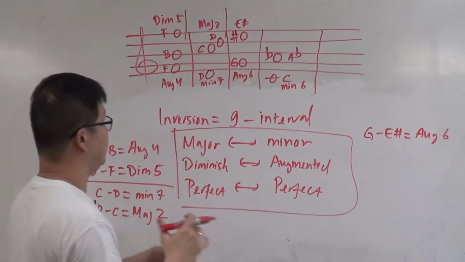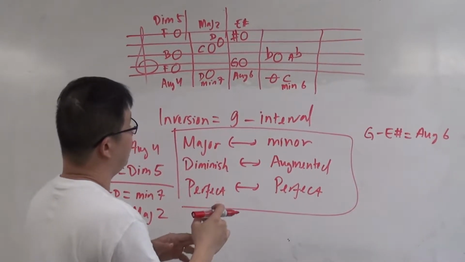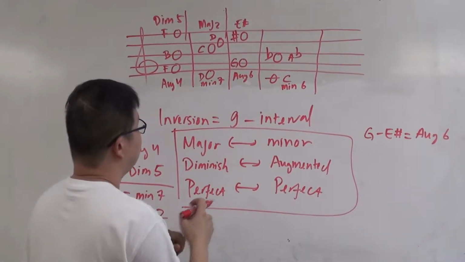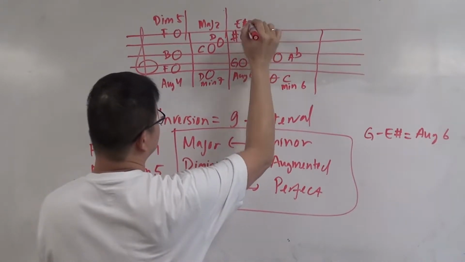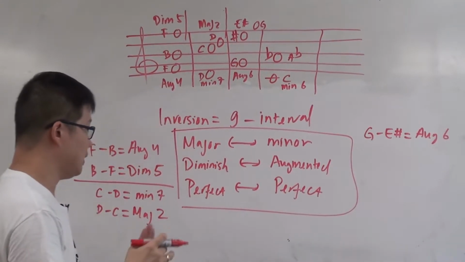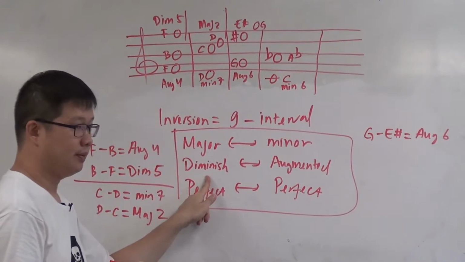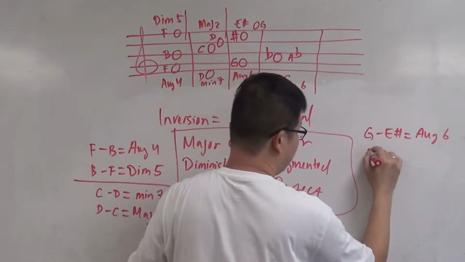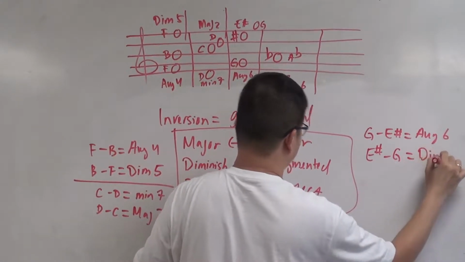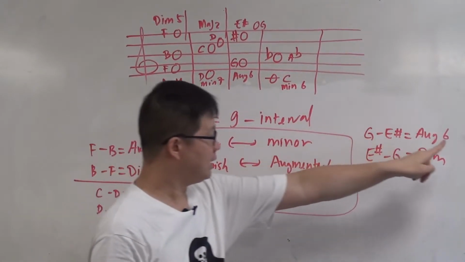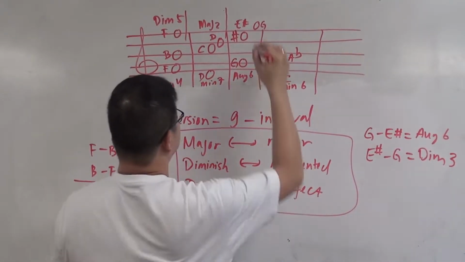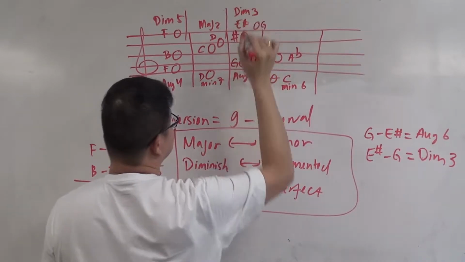Let's say we invert. Either we put the E sharp down, or we put the G at the top. Now let's say I put the G at the top. This is G. Augmented, when we invert, becomes diminished, right? So E sharp to G is diminished. And then 9 minus 6 is 3. So the answer is diminished 3. So this is diminished 3.